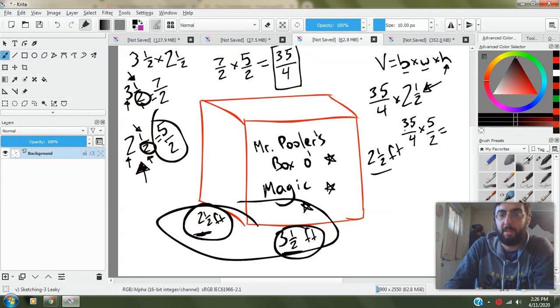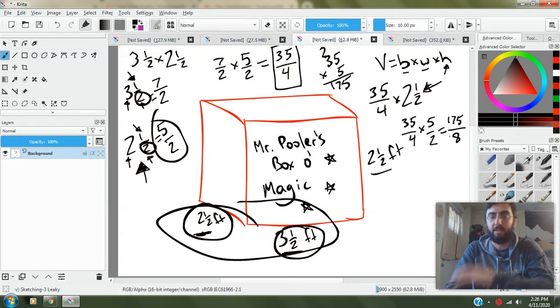So 35 times 5, let's move it over here. 5 times 5 is 25. 5 times 3 is 15, 17, 175. So I have 175 in my numerator, and 4 times 2 is 8 in my denominator.